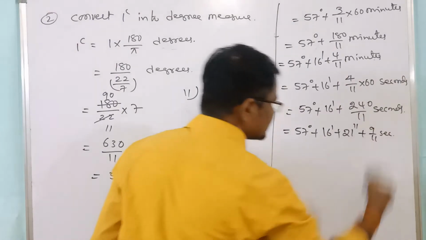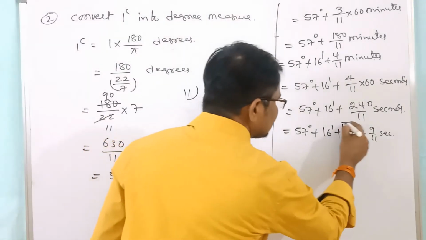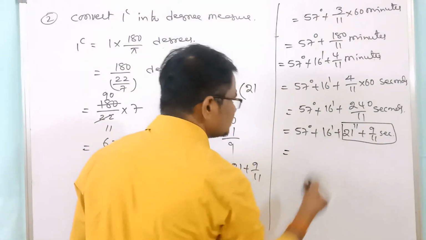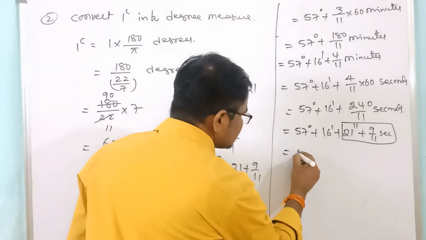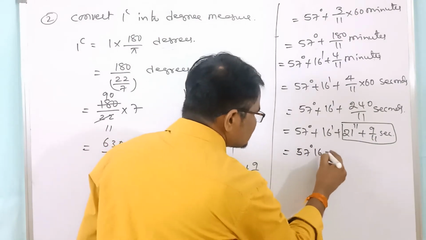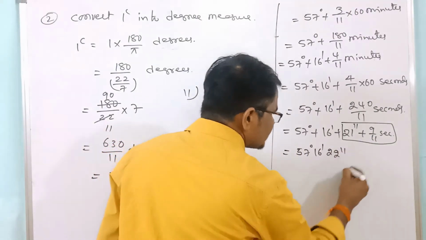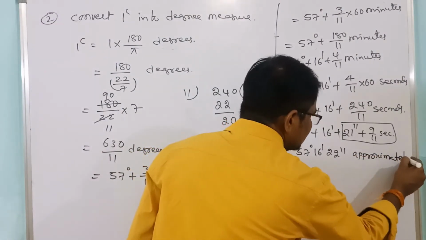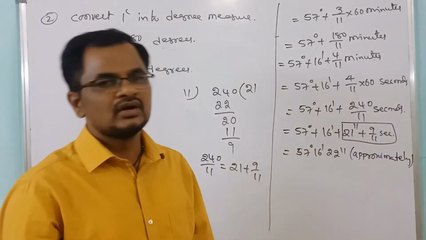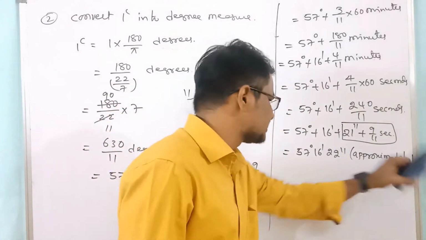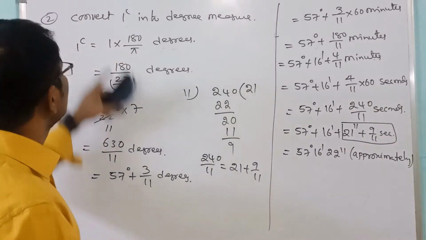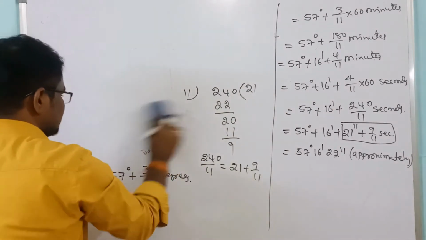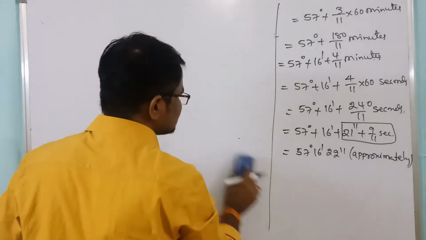This is also seconds, but exactly not getting. So this one I will adjust to 22, or 21 only you can write. So 57 degrees, 16 minutes, 22 seconds approximately. This is also exactly not getting, so we just have to adjust to 21 seconds or 22 seconds, whatever it may be, approximately. So this is about 1 radian. This is the most important. Many times we will use this 1 radian.